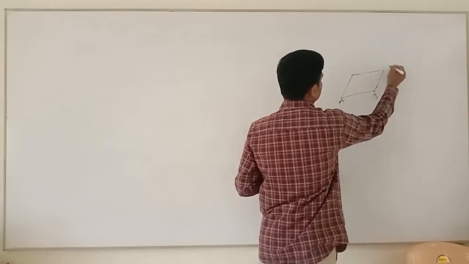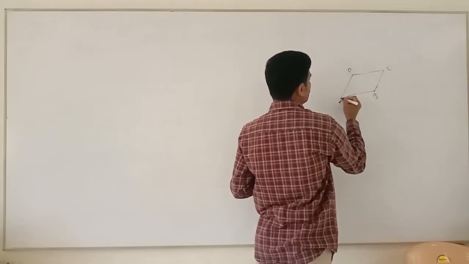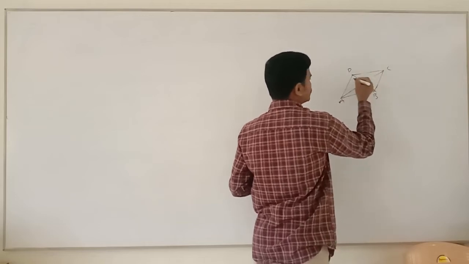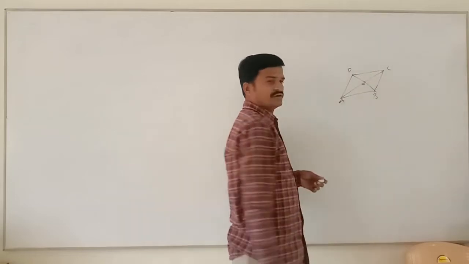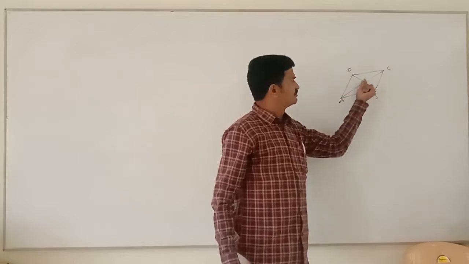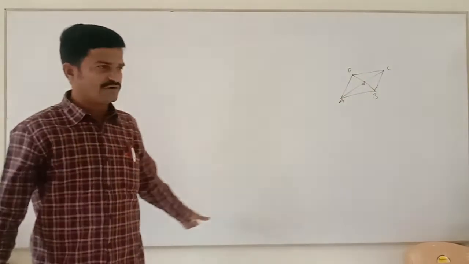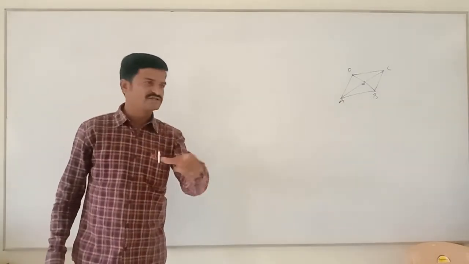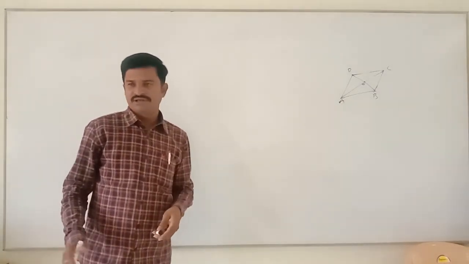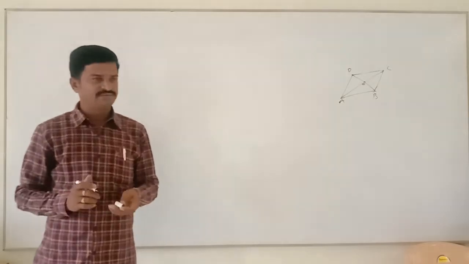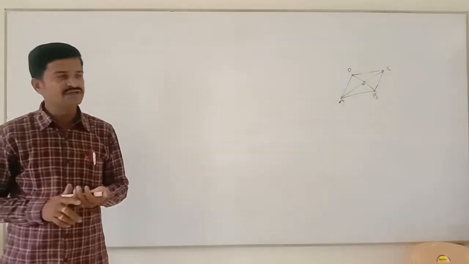A, B, C, D. If you draw the diagonals, these two diagonals intersect at O. Now AO equals CO and BO equals DO also. How it is so, I have proved based on some congruency criteria. That sum again we have to do twice today. That is the homework, isn't it?